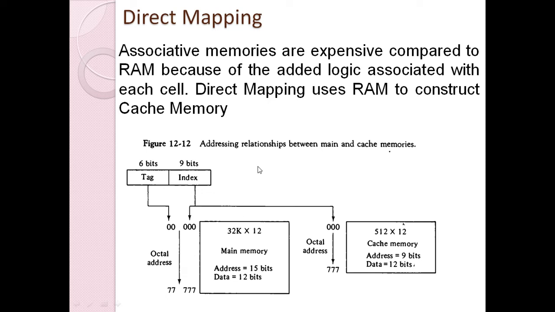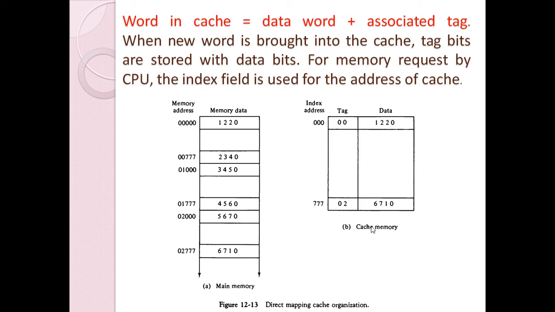Whenever the CPU requires something from main memory, it gives a 15-bit address. That 15-bit address is divided into two parts. The most significant 6 bits form a tag, and the least significant 9 bits form an index. This 9-bit index will work as the address of cache memory. Now you see here in this diagram that this is some memory location in main memory with a 15-bit address, and this is the data stored.